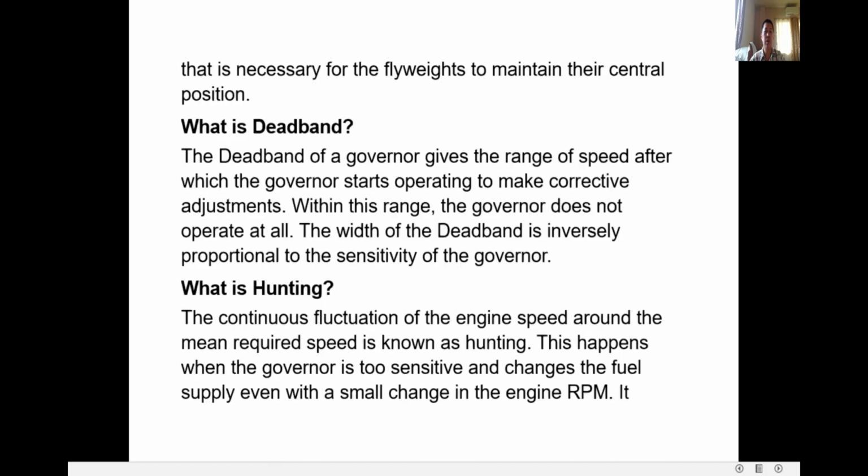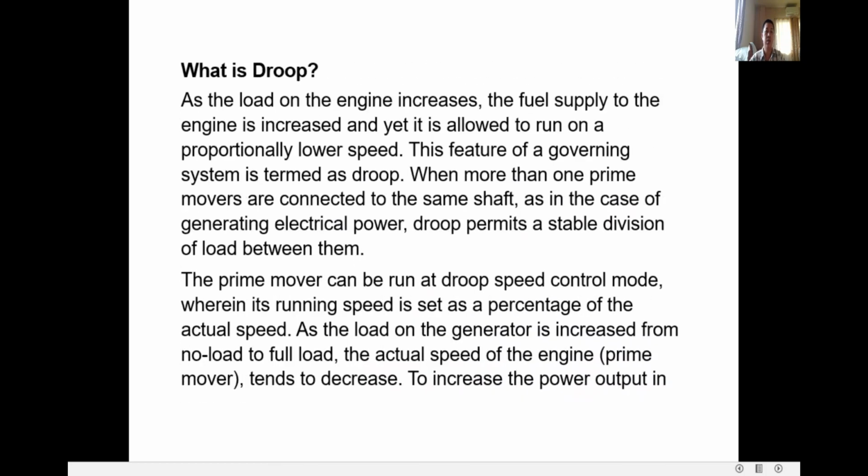So we also have here what is drop. As the load on the engine increases, the fuel to the engine increases, and yet it is allowed to run at a proportionally lower speed. This feature of a governing system is termed drop. When more than one prime mover is connected to the same shaft, as in the case of generating electrical power, drop permits a stable division of load between them.